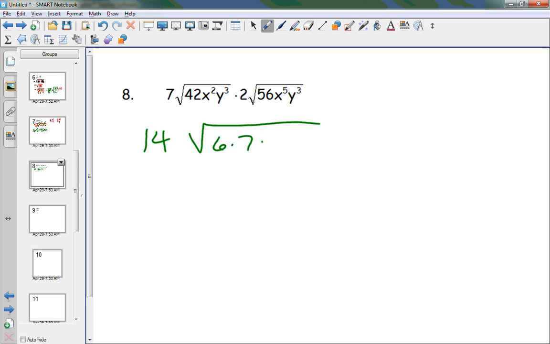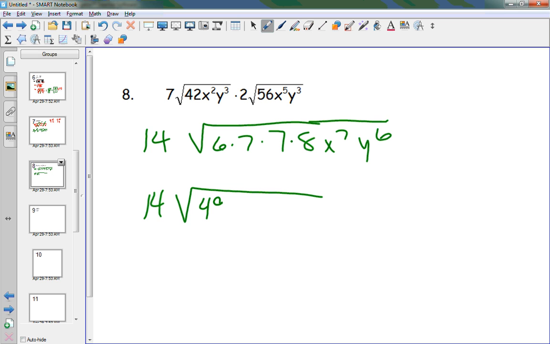How about 56? Can I break that down into 2 numbers? Yeah. 8 and 7. Sounds great to me. And then how many total x's do I have in there? 7. How many total y's? 6. Okay, perfect. Now this 7 times 7 tells me that I have 2 7s in there to give me 49. What is 6 times 8? 48.